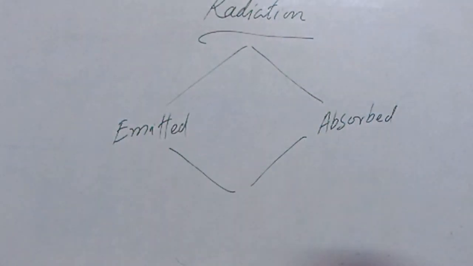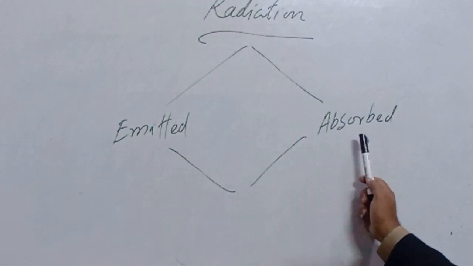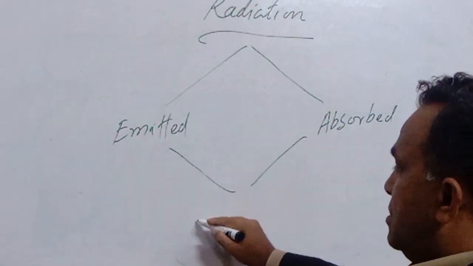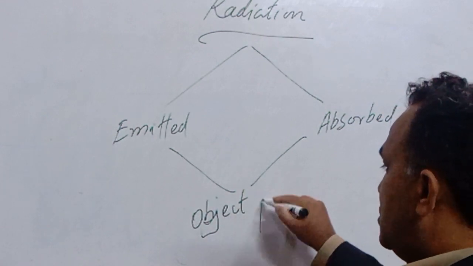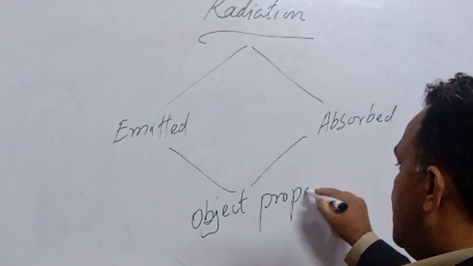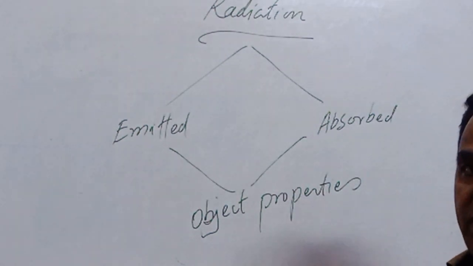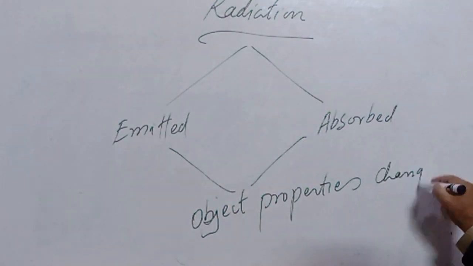In case of radiation, either the radiation might be emitted, or might be absorbed. In both cases, the object is affected. Means object properties are changed. One or more than one properties might be changed.